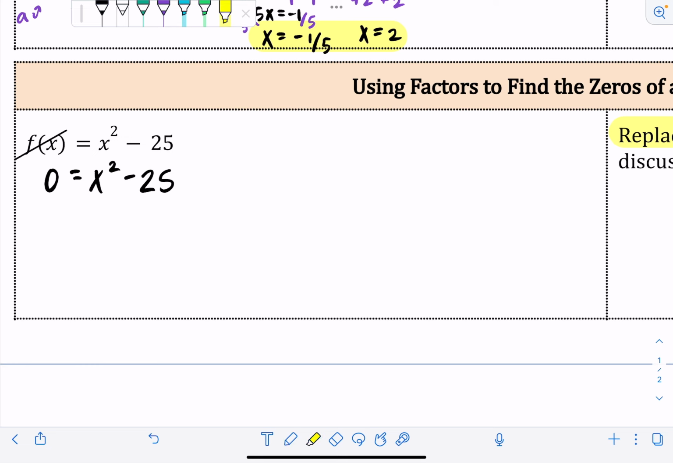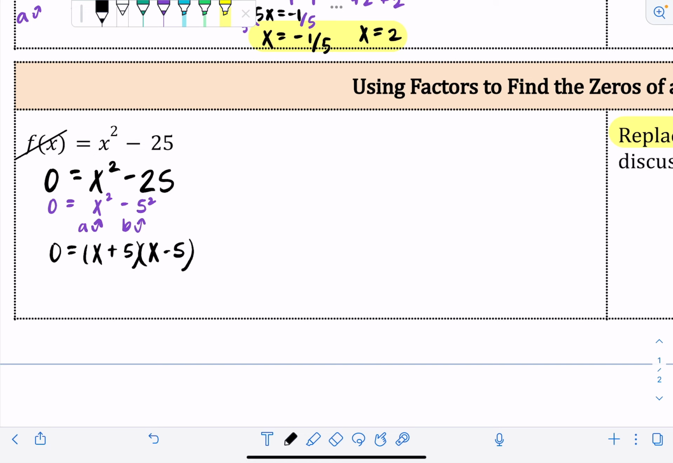So that's why we set the function x squared minus 25 equal to 0 to find the x that makes it work, because we know the equal sign makes it balance. And now I can go ahead and factor this. This is a difference of squares, so x squared minus 5 squared. And then I can use that pattern. So my a would be x, my b would be 5. So this would become 0 equals x plus 5 times x minus 5.